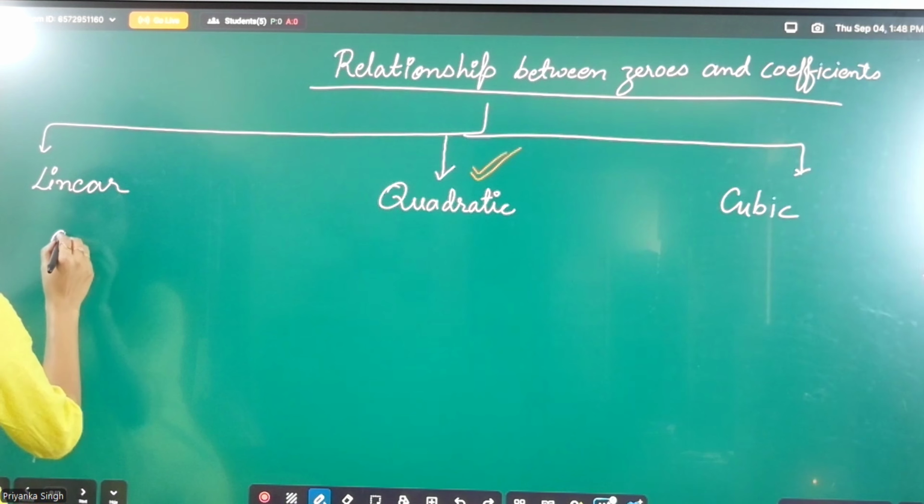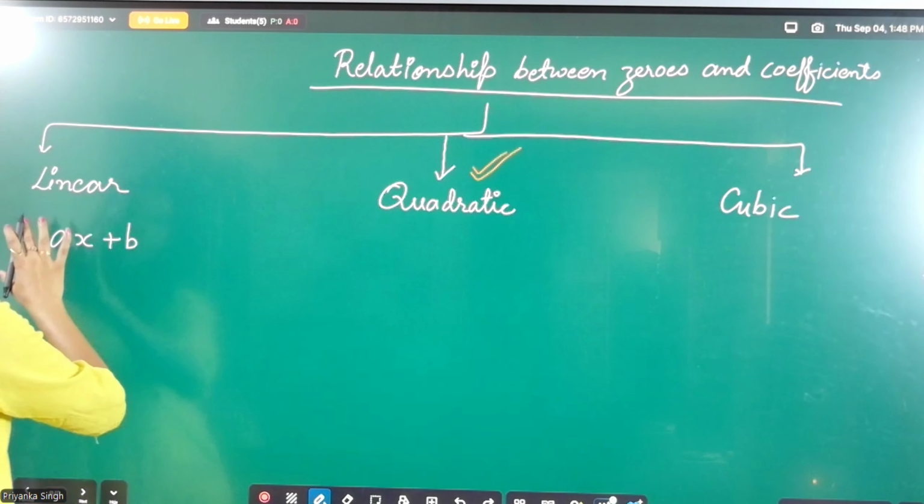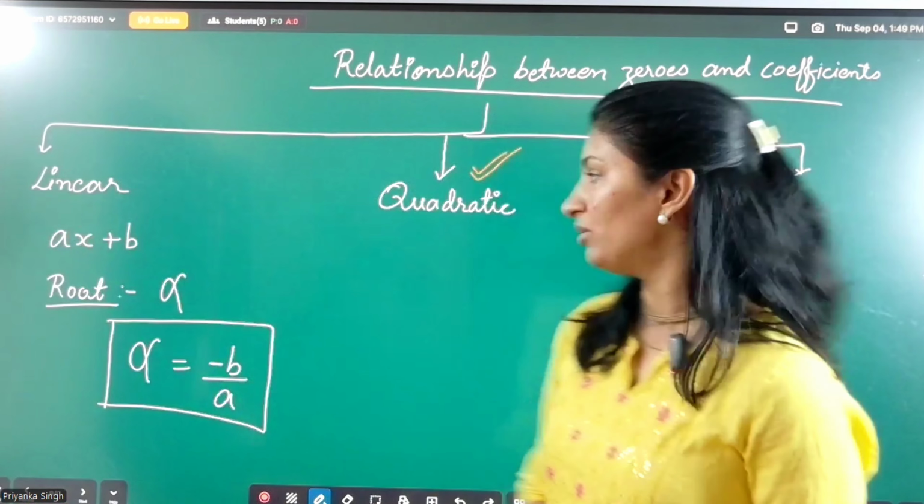The standard form for a linear polynomial is ax plus b. As we have already discussed, the degree of a linear polynomial is 1. So a maximum of one root is possible in this case. Suppose the root is alpha, then alpha will be equal to minus b by a. So this is the relationship between the root and the coefficients in the case of a linear polynomial.